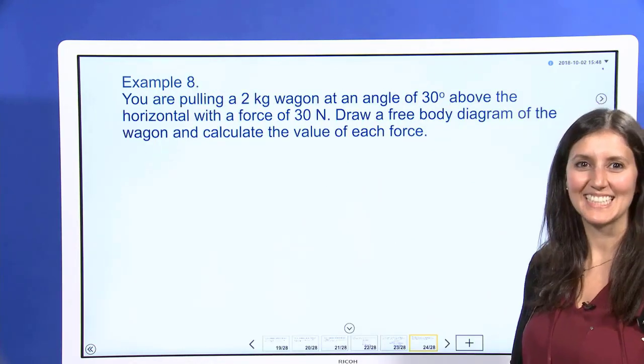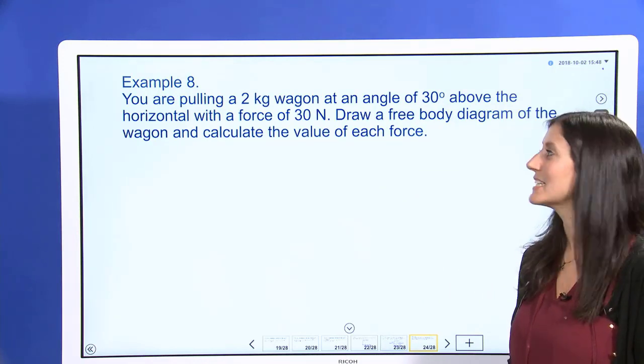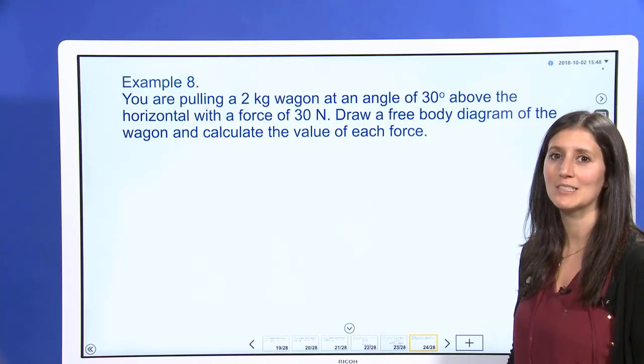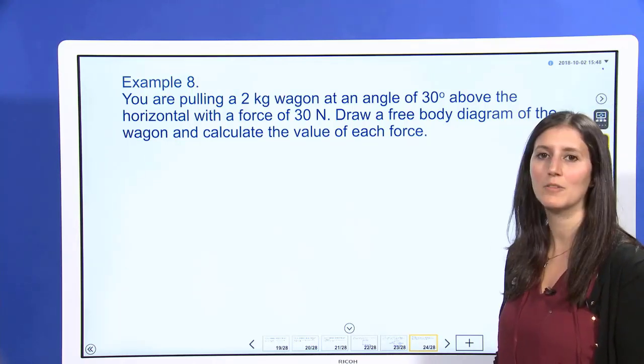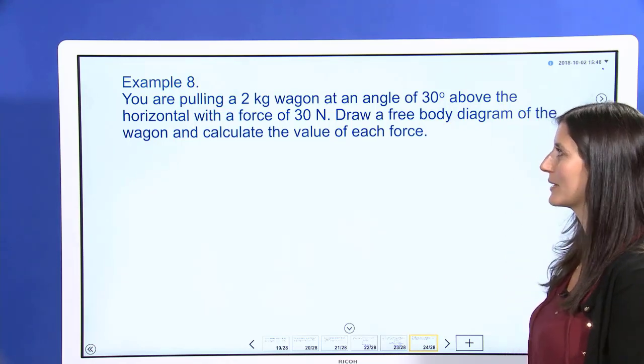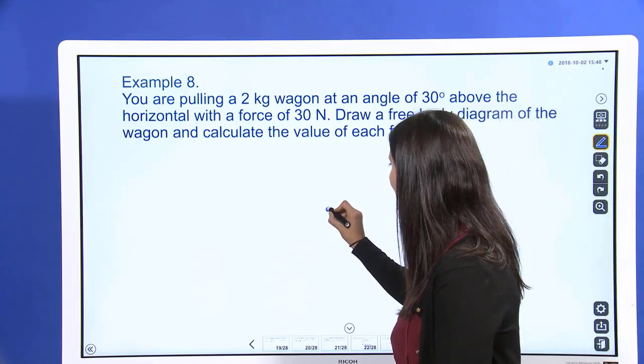All right, let's do this next example. You're pulling a 2 kilogram wagon at an angle of 30 degrees above the horizontal with a force of 30 newtons. Draw the free body diagram of the wagon and then calculate the value of each of the forces. Okay, so again, we're going to do the same thing. We have our wagon, which we're going to represent as a dot.